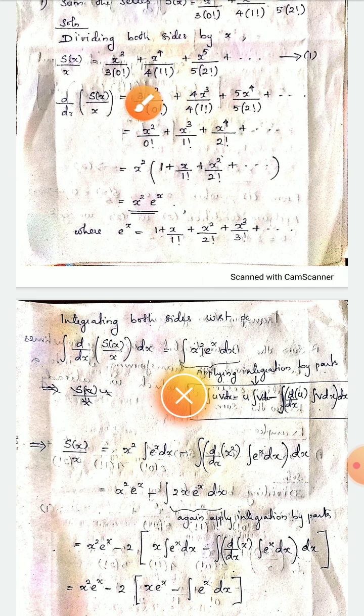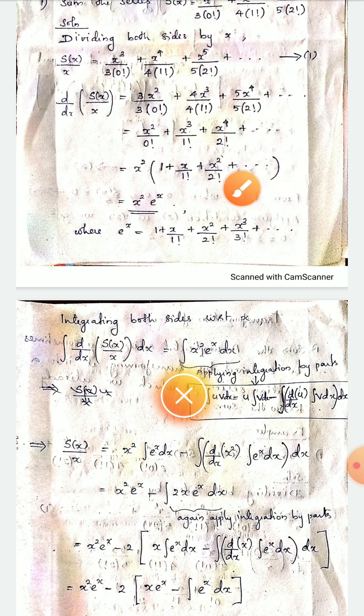In the first term 3 and 3 get cancelled, in the second term 4 and 4 get cancelled, and so on. So it becomes x square by 0 factorial plus x cube by 1 factorial plus x raised to 4 by 2 factorial plus etc. x square is common in all these terms, so we take x square outside. It is x square into 1 by 0 factorial. 0 factorial is 1, so the first term is 1 by 1, that is 1 itself. When x square is taken outside from the second term, it is x by 1 factorial plus x square by 2 factorial plus etc.